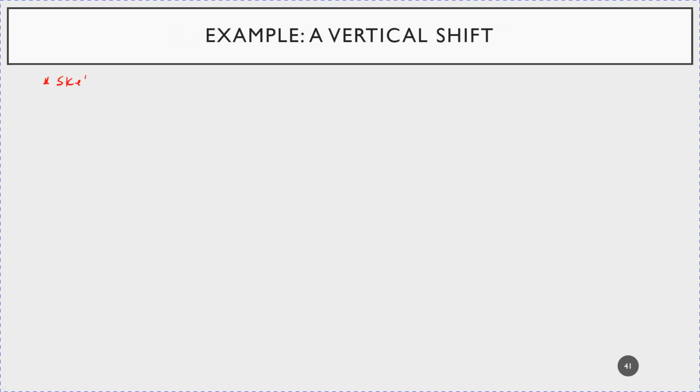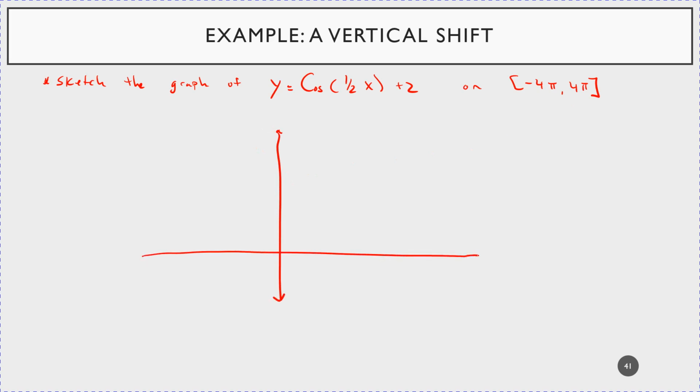All right, so we want to sketch the graph of y is equal to cosine of 1/2 x plus 2 on negative 4 pi to 4 pi. So my points were 0, pi, 2 pi, 3 pi, and then 4 pi. And then we're going to go down to negative 4 pi. So we're going to do the same thing. So negative pi, negative 2 pi, negative 3 pi, negative 4 pi.